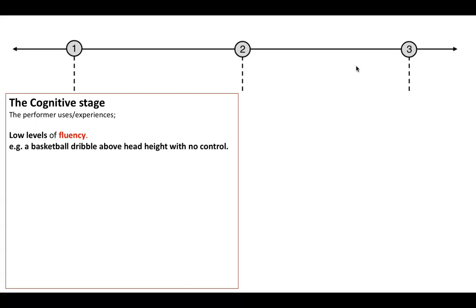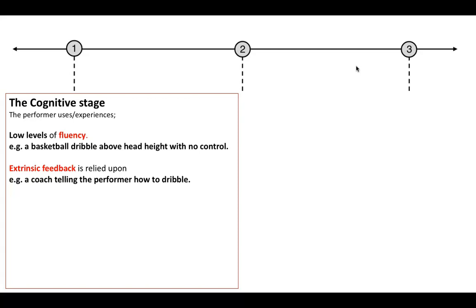We also know that they're going to rely upon extrinsic feedback. So the performer is going to rely upon extrinsic feedback, and a sporting example would be a coach telling the performer how to dribble.